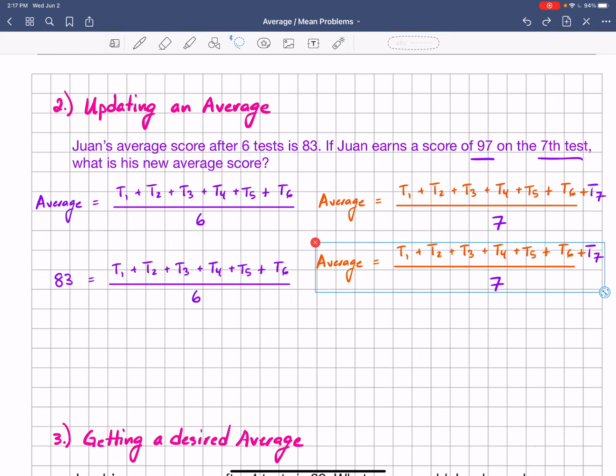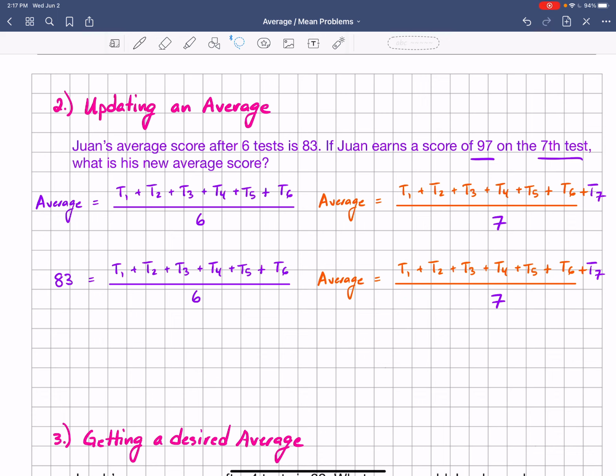Okay, so if we knew the average, we would simply plug it in to where this formula says average, but we do not know. But what we do know that we can plug into this formula is the 7th test score. The 7th test score was a 97. And since we took 7 tests, we're dividing by 7. So the only information we need to add everything together and divide by 7 is we need to know what the first 6 test scores add up to.